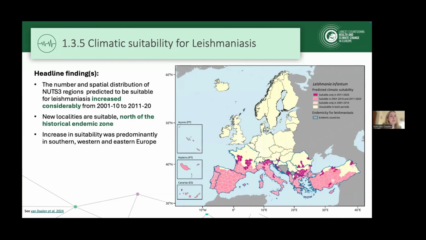And when we look at the figure here, we see that there are new localities suitable north of the historical endemic zones. So the very light pink areas were areas that were only suitable in the first decade of the data. The areas that are a bit more pink were suitable in both decades of data, and the very pink areas were only suitable in the last decade of data. And you see very clearly that there is a range of more administrative units that have become suitable, and it's all a bit more north up to Europe.